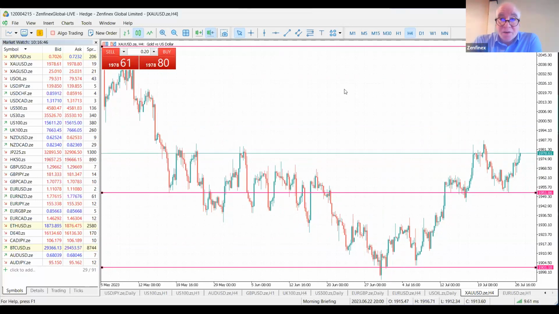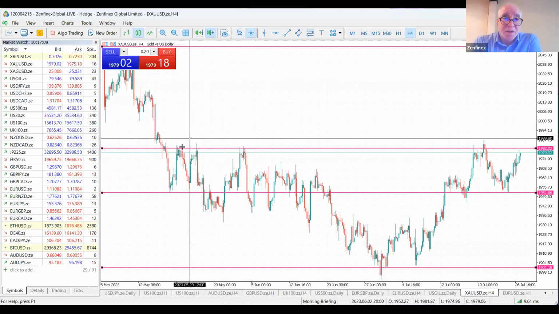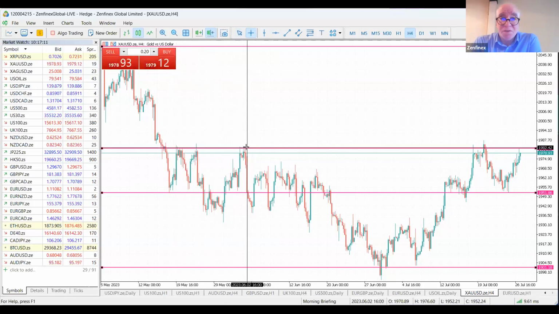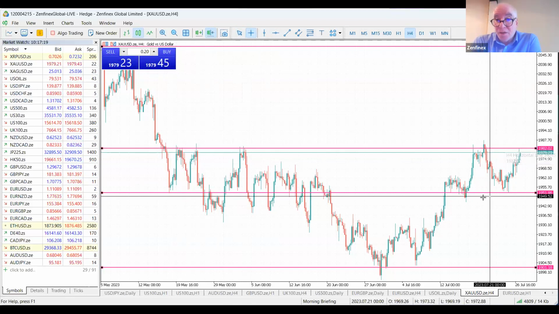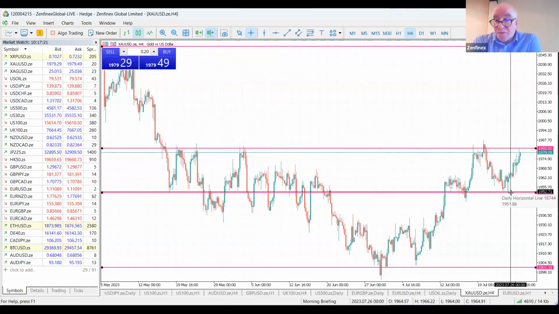So we can clearly see here that there's a level of resistance around this level, exactly where we are now. Every time gold has tried to approach these levels, let me just put the cursor on it here. Resistance, resistance, resistance, resistance, resistance. Where did it turn from just in the last 4 hours? Exactly that point, right? And we've put some levels down here.